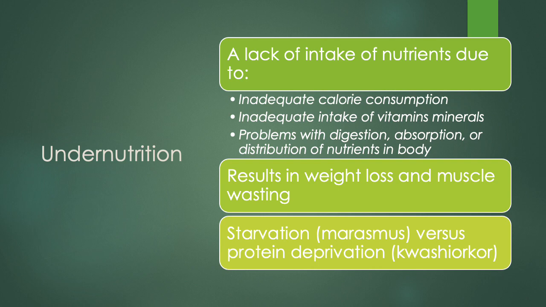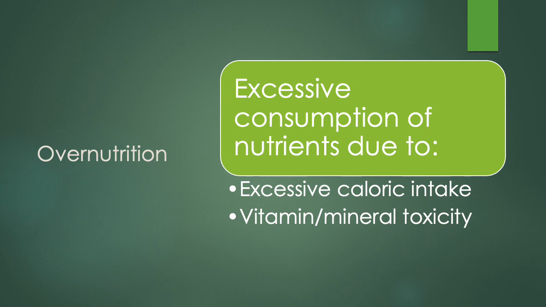We look at two different areas of undernutrition, and we consider something called marasmus or starvation versus kwashiorkor or protein deprivation. Next, we have overnutrition, and this is excessive consumption of nutrients, and that's both macronutrients and micronutrients due to excessive caloric intake, or you may end up with a vitamin or mineral toxicity.